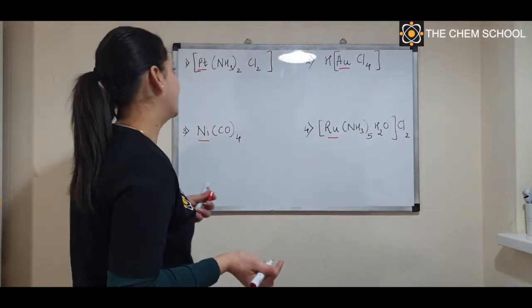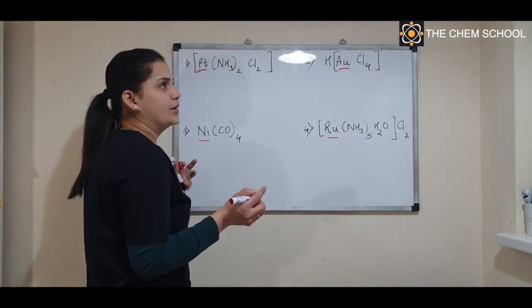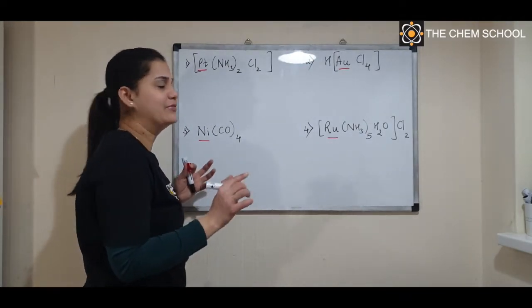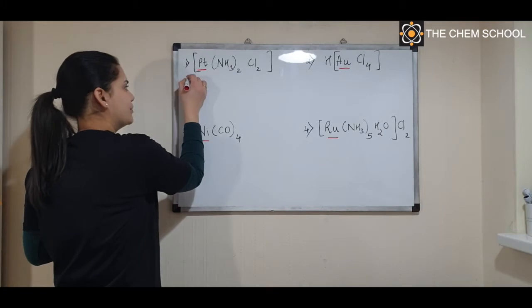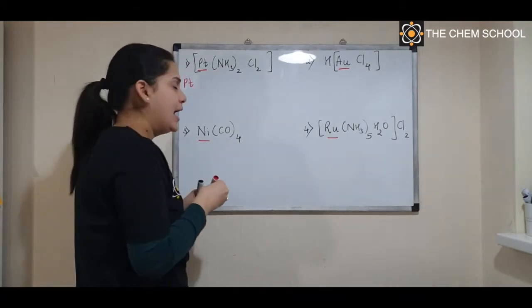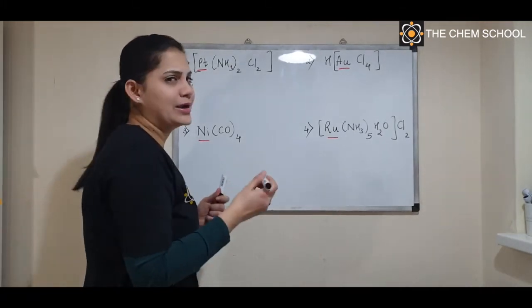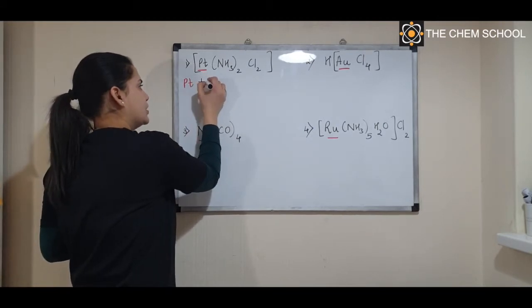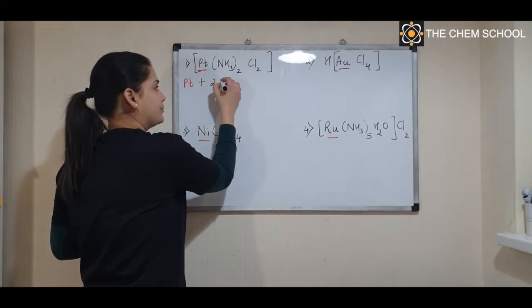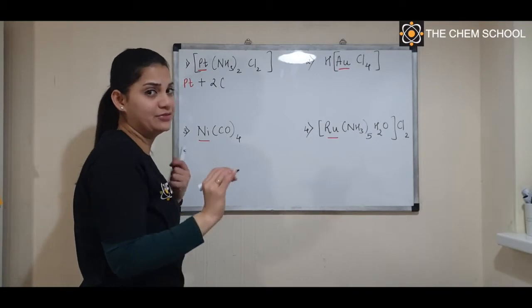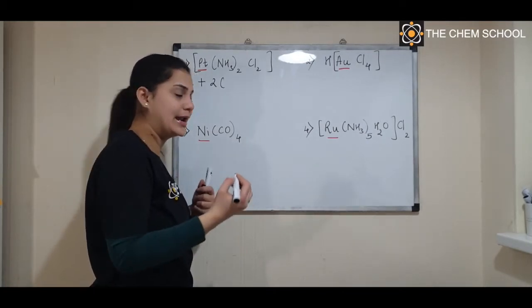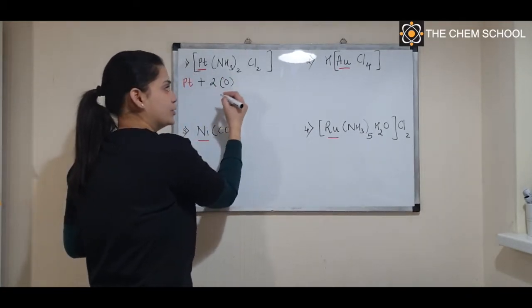Let's get started. When you talk about oxidation number, let's make it very simple. We are calculating the oxidation number of platinum, right? Then for the others we will just write down the oxidation number directly. So we have 2 ammonia. Ammonia is neutral, it means it will have no charge. We said it is a neutral ligand, right? So it is 0.